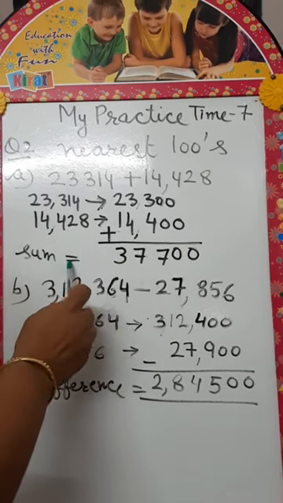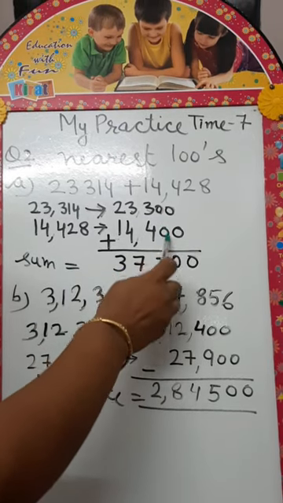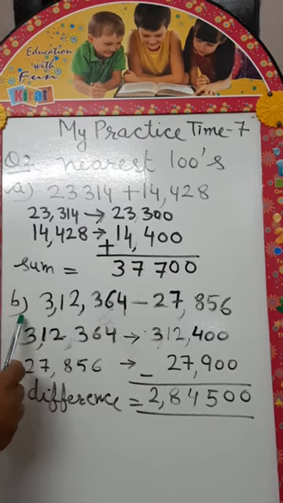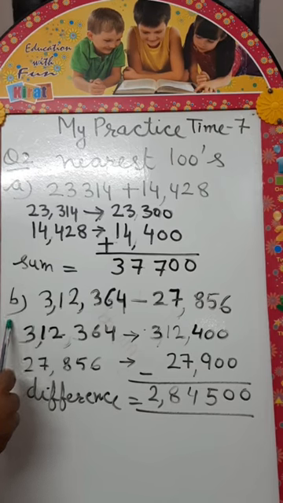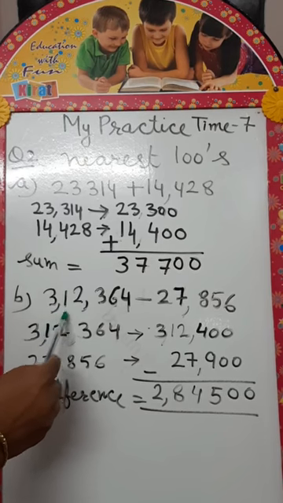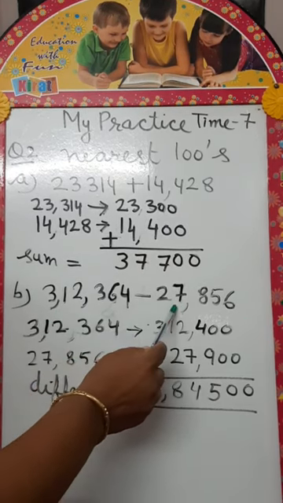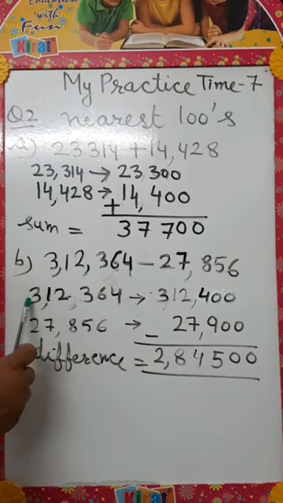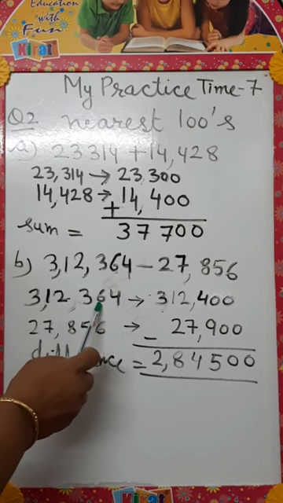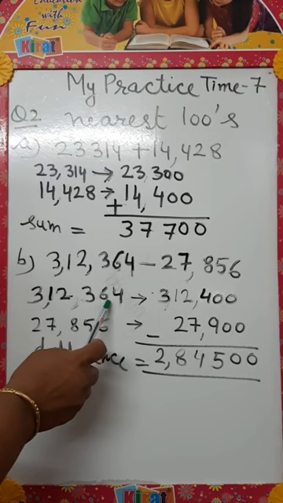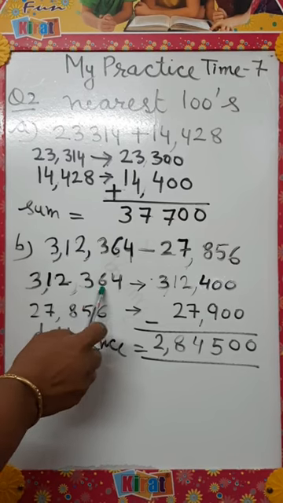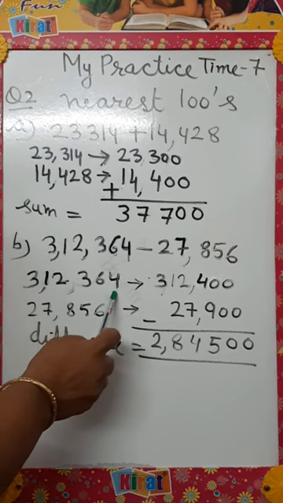Now we will add these numbers. 0 plus 0 is 0, 0 plus 0 is 0, 3 plus 4 is 7, 3 plus 4 is 7, 2 plus 1 is 3. Now I will give an example of the estimation of difference. Now B part. See, we have the numbers 3,12,364 minus 27,856. See here, we have to round it off to the nearest 100. Here we have to see the number at the tens place. It is 6, so it will go to the next number. It will become 4 and the tens and ones places remain 0.